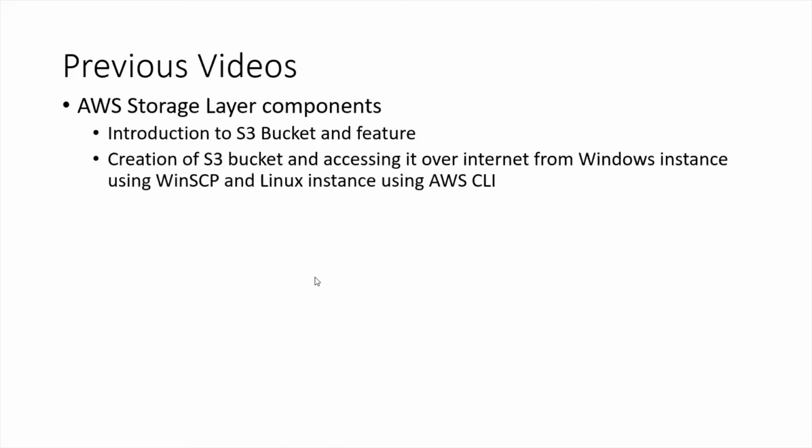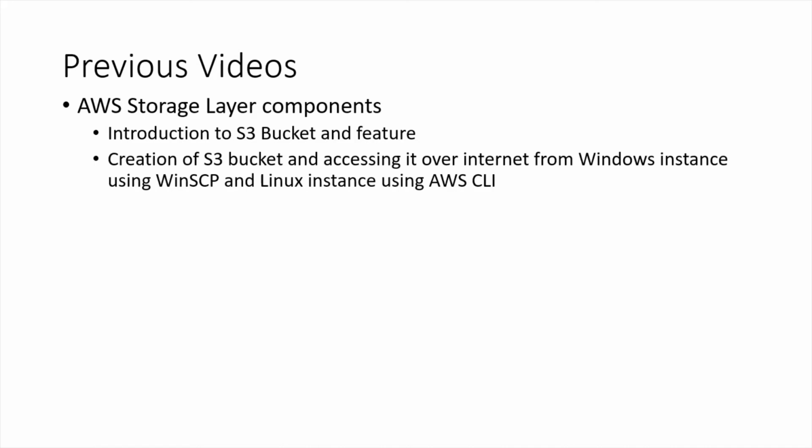Okay, and as a part of storage layer components, in my previous video, I provided an introduction to S3 bucket and its features. And also we saw how we can create an S3 bucket, and then upload some objects to it from AWS console, and then access it over the internet from a Windows instance using WinSCP. And also we tried to access the S3 bucket from a Linux instance using AWS CLI mode. So that was part of my previous video.